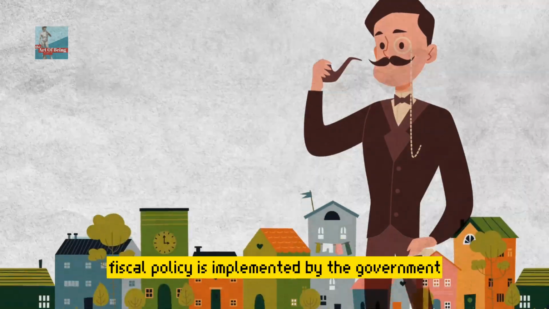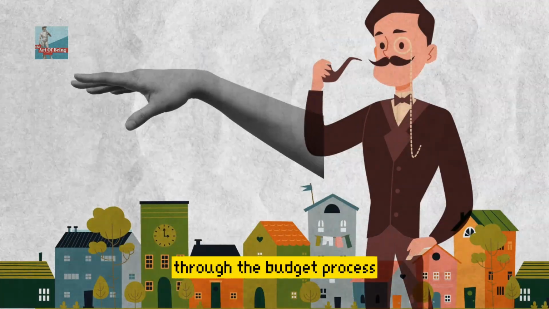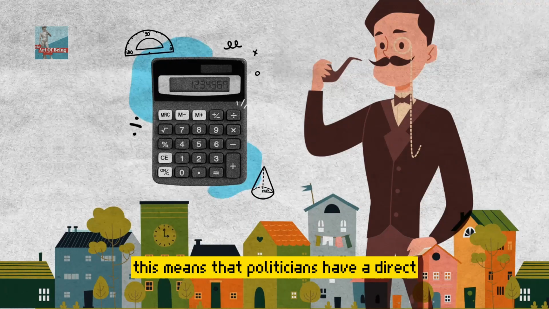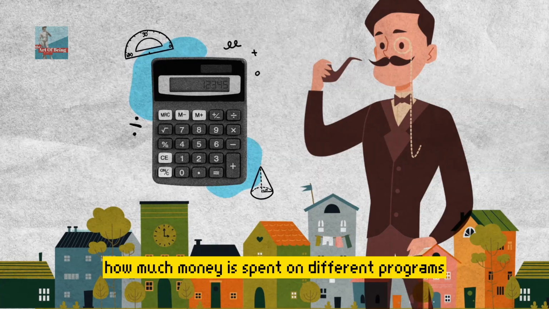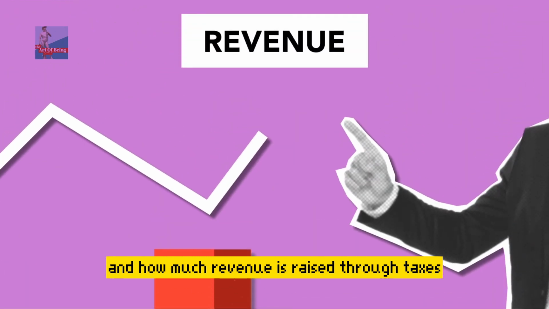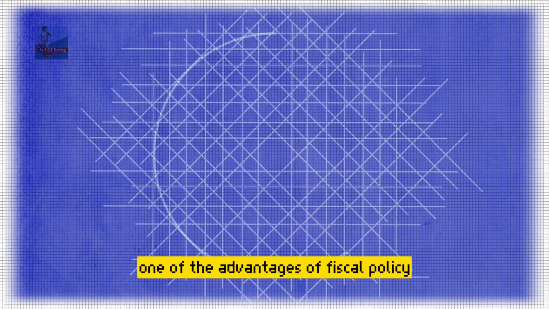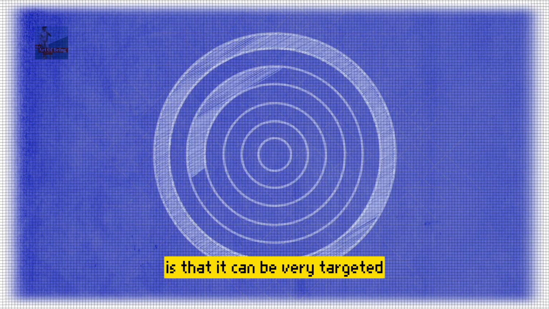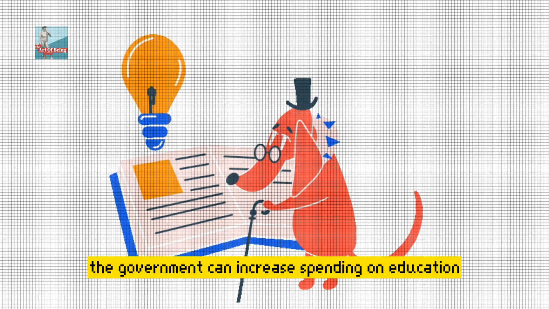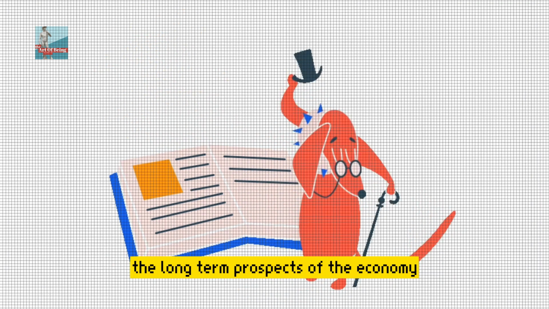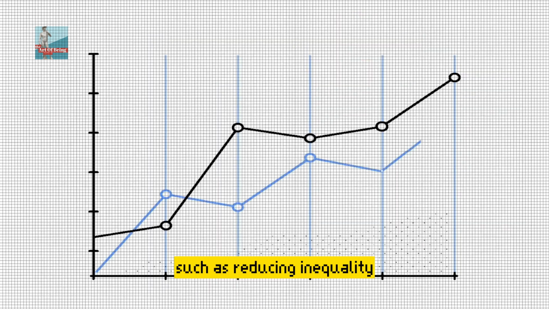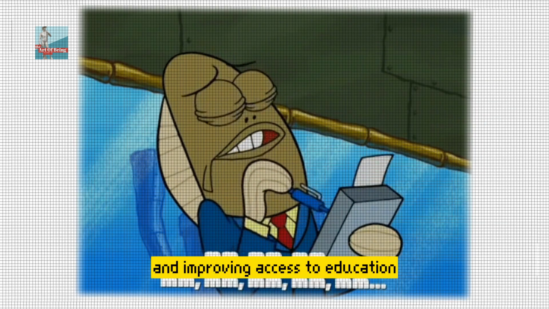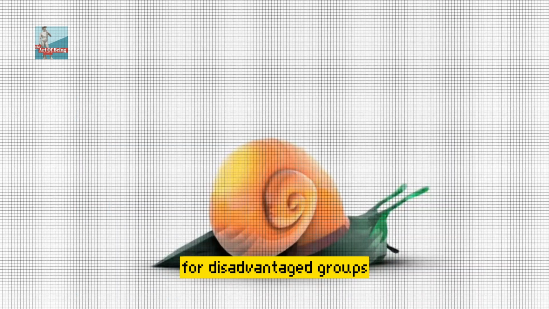Fiscal policy is implemented by the government through the budget process. This means that politicians have a direct role in deciding how much money is spent on different programs and how much revenue is raised through taxes. One of the advantages of fiscal policy is that it can be very targeted. For example, the government can increase spending on education to try to improve the long-term prospects of the economy. This can also have social benefits, such as reducing inequality and improving access to education for disadvantaged groups.